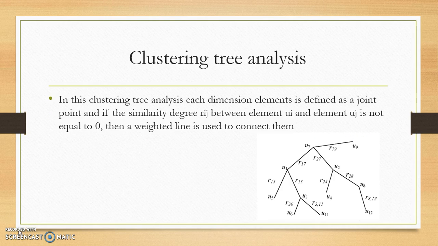Clustering tree analysis. In this clustering tree analysis, each dimension element is defined as a joint point. If the similarity degree Rij between element ui and uj is not equal to 0, then a weighted line is used to connect them. Suppose we select u7 and u9 with a similarity degree R79 not equal to 0, then a weighted line is used to connect U7 and U9.